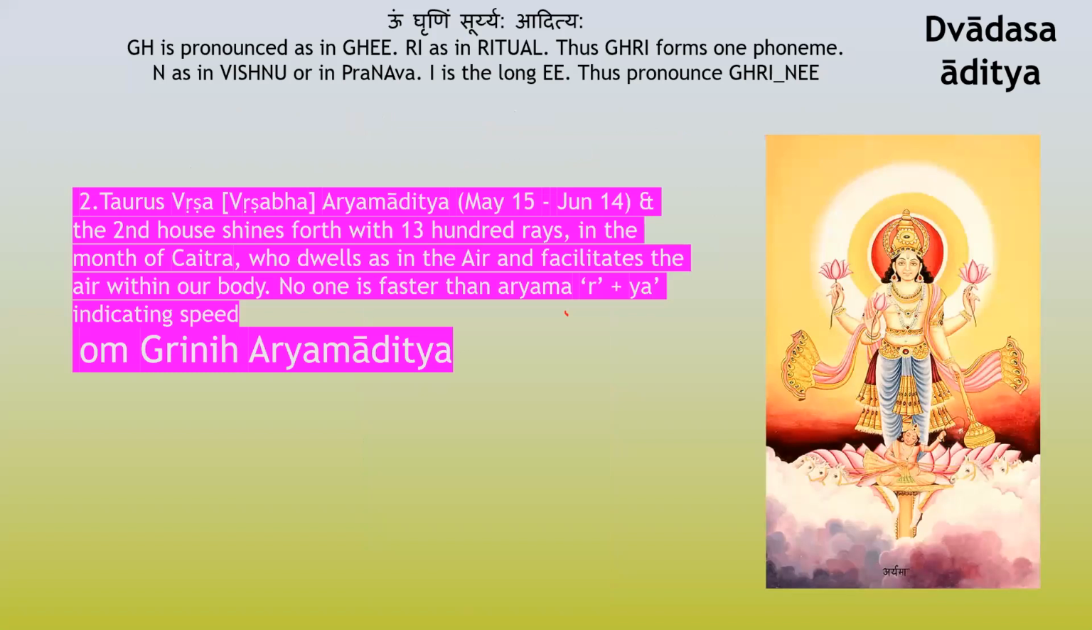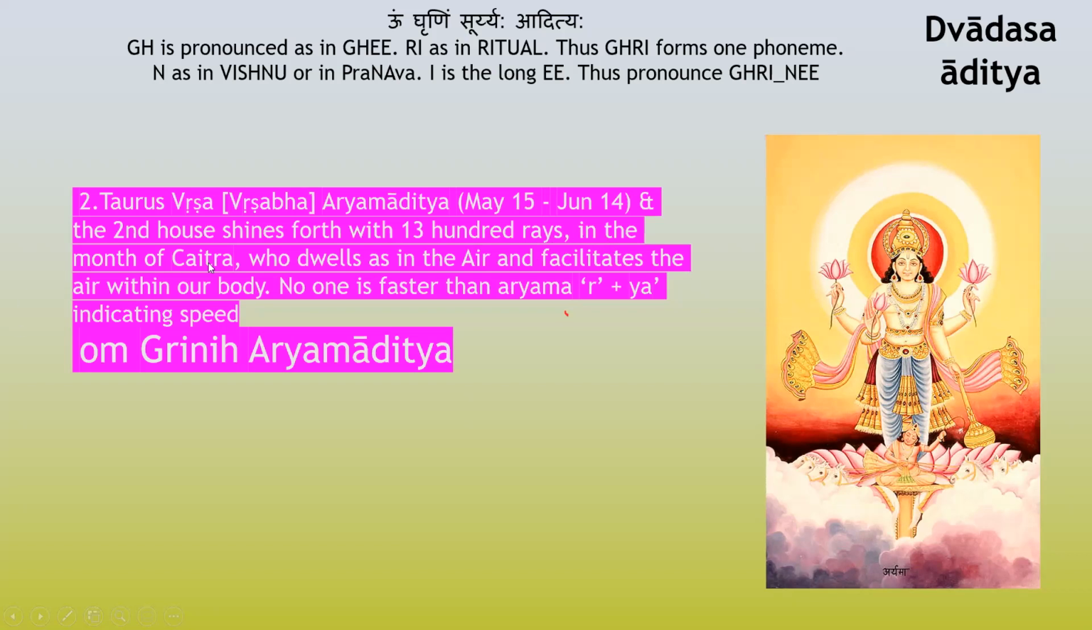Then we come to the second house, or Taurus, or Vrishabha, which is Aryaman Aditya. That is from May 15th to June 14th, akin to the second house. And it shines forth with 1300 rays. That's from the Samba Purana. I couldn't resist it. There are significations to do with that. There's a lot of material. There's a whole text on just the sun. But we won't go in depth into the astronomical relevance of 1300 rays. I mean, come on, sun, 1300 rays, but there is significance to that. I've just put it for the moment, so we leave it at that.